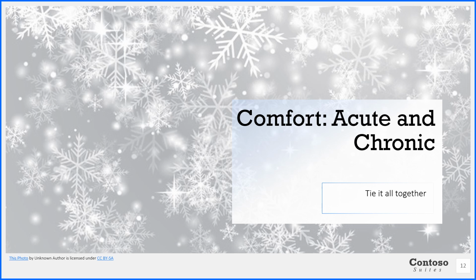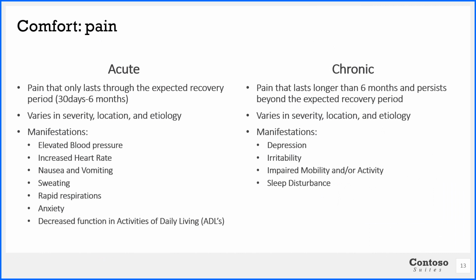Comfort, acute and chronic. So Mr. Jones, we're finally getting him settled in. We got him some oxygen. He's feeling a little better, but he still has some pain. So we have to assess what is going on with Mr. Jones. Mr. Jones is having pain, but we have to decide whether or not his pain is acute or chronic.